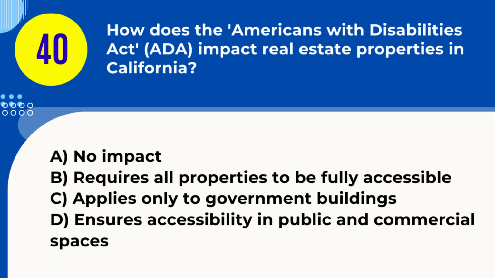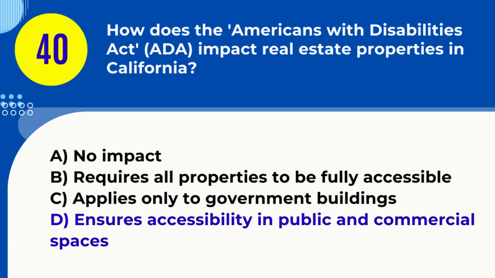Question 40. How does the Americans with Disabilities Act, ADA, impact real estate properties in California? A. No impact. B. Requires all properties to be fully accessible. C. Applies only to government buildings. D. Ensures accessibility in public and commercial spaces.